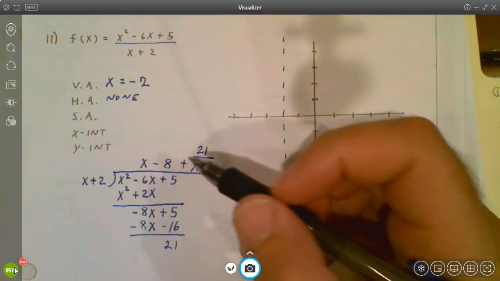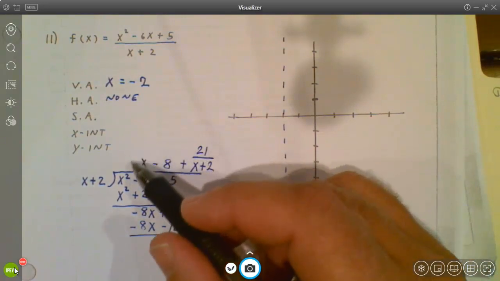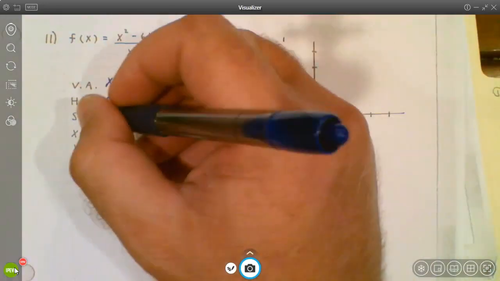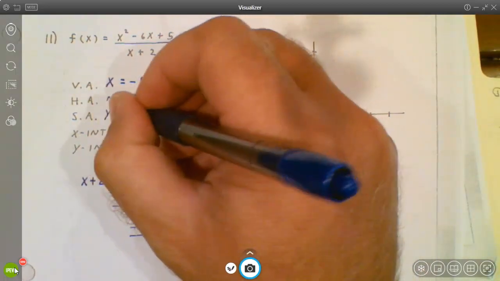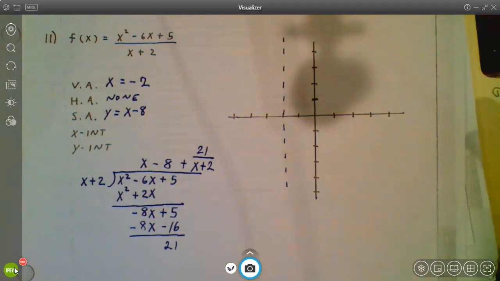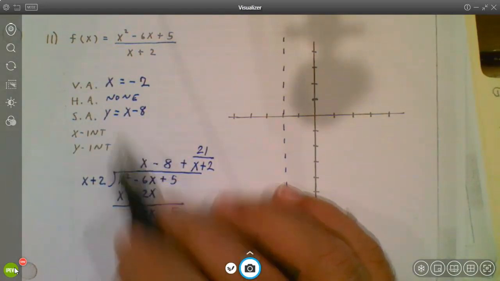Okay, so not the remainder, just this is the equation of our slant asymptote. So y equals x minus 8 is the equation of the slant asymptote. So this one would start at -8 on the y, its y-intercept, and then it's going to go up 1 over 1 from there.